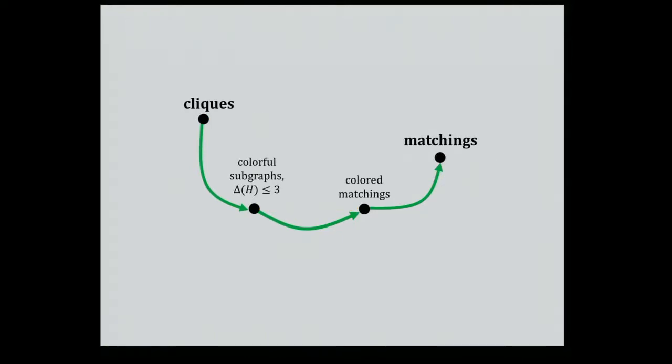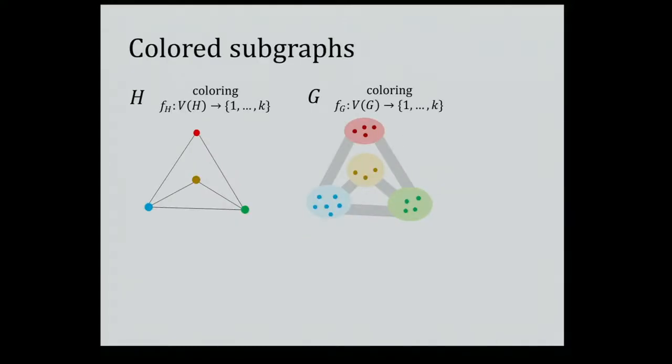So this is the path we consider. We ignore what was done before. We first reduce counting cliques to counting colorful subgraphs of maximum degree 3. So let me define this problem. In the colored subgraphs problem, you are given 2 graphs H and G. So H is again a pattern, and G is some host graph. And in addition, you also have colorings on these graphs. So these are just assignments of colors from 1 up to K to the vertices of H and G.